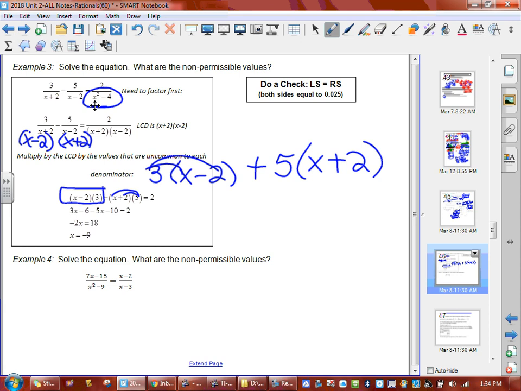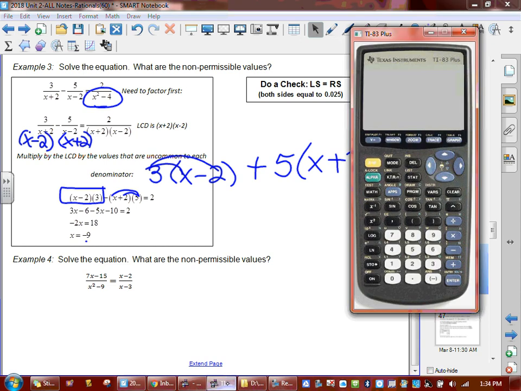This one says do a left side, right side check. Make sure each side equals 0.025. Okay? How do we know it's going to be equal to that? We need to store x in the calculator. So what I'm going to do is store x as -9. So everybody grab your calculator. The store button is above the on button. So I want to store x as -9. I need to type my number first. So -9, then I hit store, then I hit x, then I hit enter.